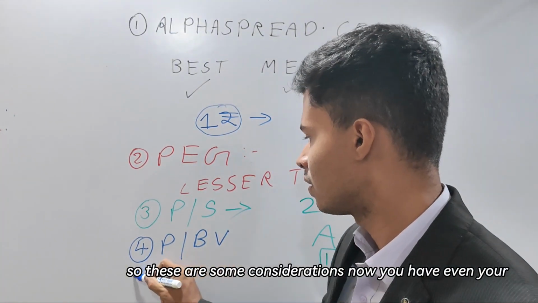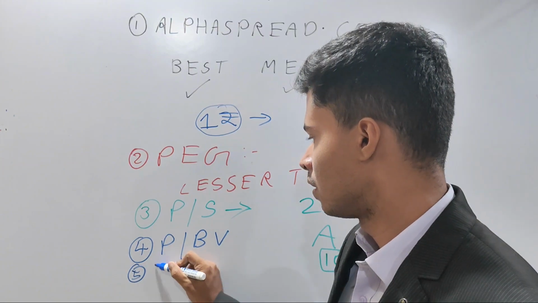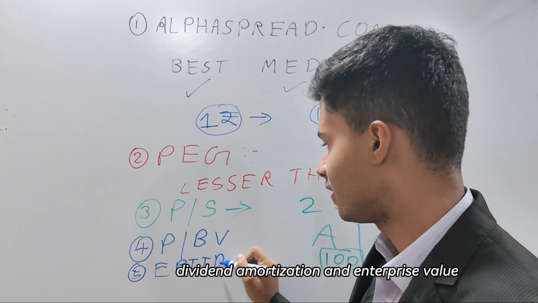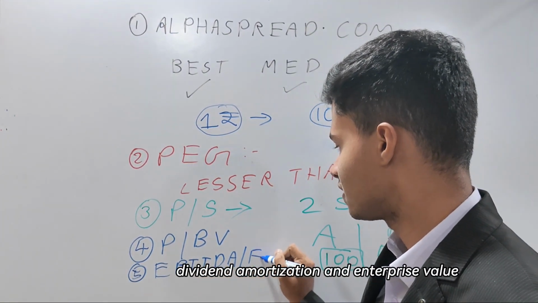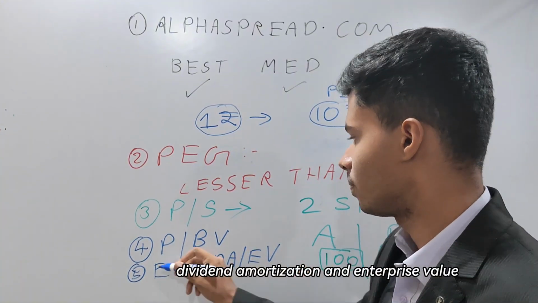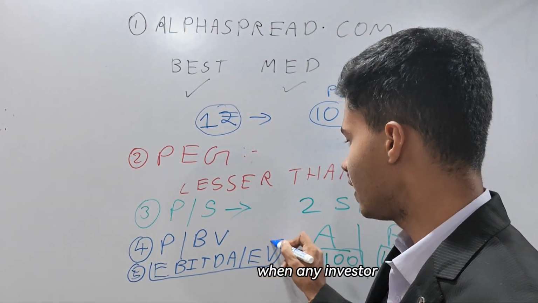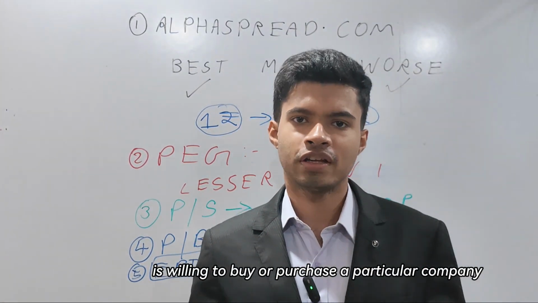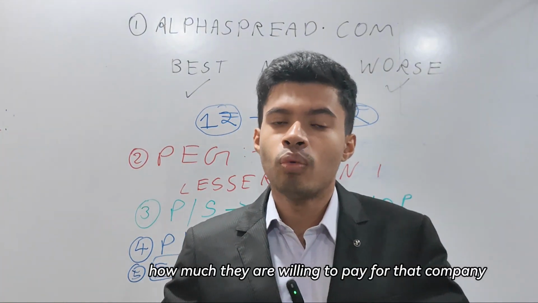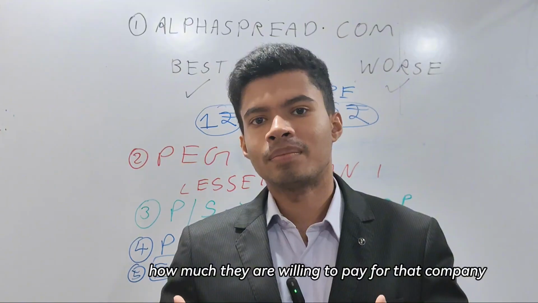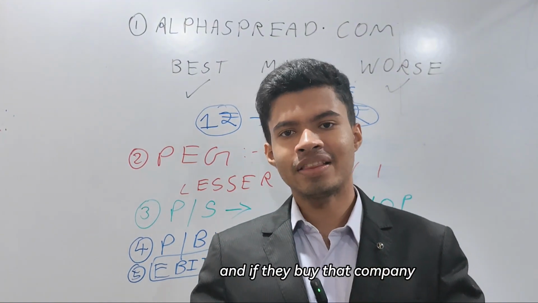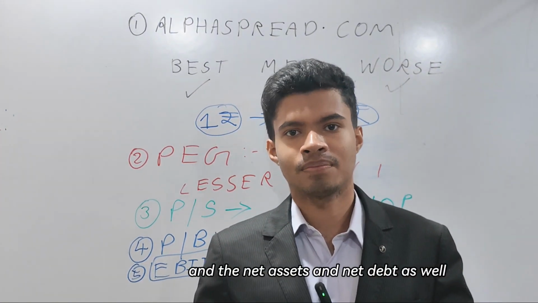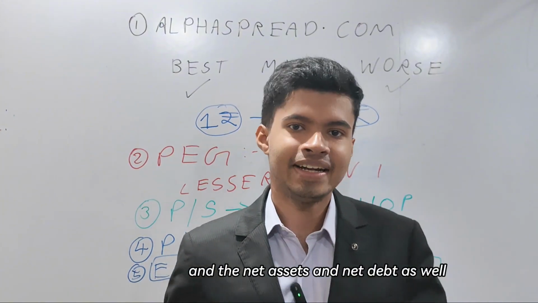Now you have even your earnings before interest, tax, dividend, amortization and enterprise value. This is nothing but when any investor is willing to buy or purchase a particular company, how much they are willing to pay for that company, and if they buy that company, what is the net worth of the company and the net assets and net debt as well.